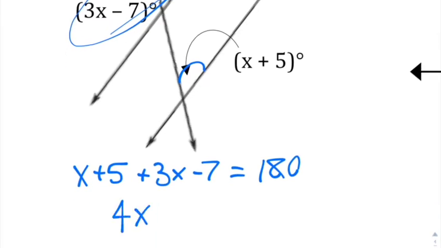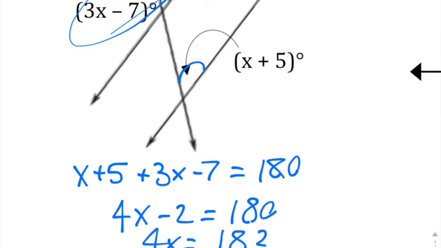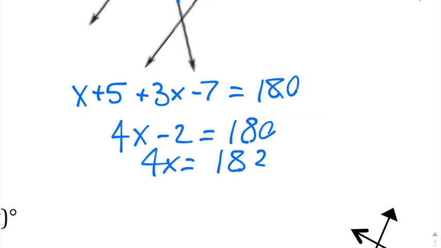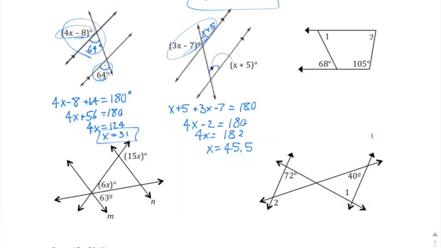This is 4x, this is minus 2, equals 180. And then add the 2: 4x equals 182. And then 182 divided by 4, you're going to get 45.5. Alright, just a couple more here.